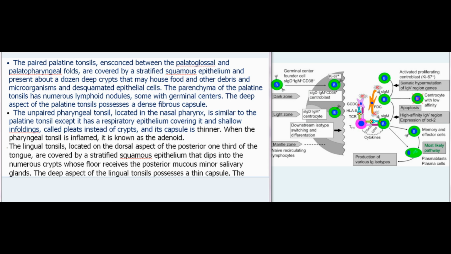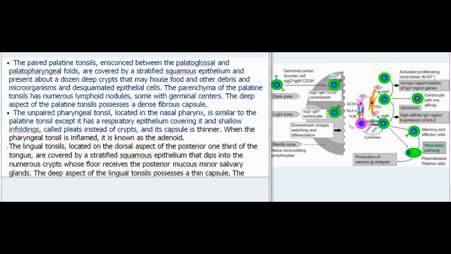The unpaired pharyngeal tonsil, located in the nasal pharynx, is similar to the palatine tonsil except it has a respiratory epithelium covering it and shallow enfoldings, called pleats instead of crypts, and its capsule is thinner. When the pharyngeal tonsil is inflamed, it is known as the adenoid.